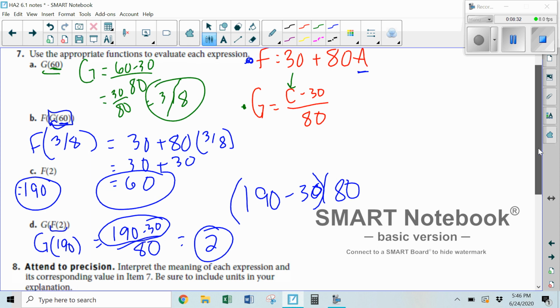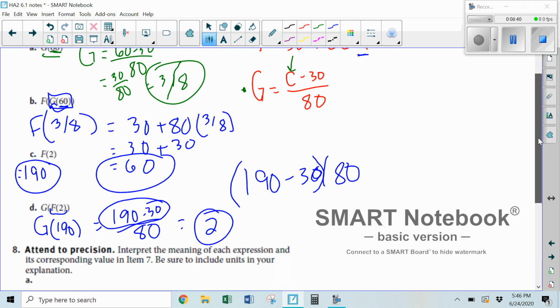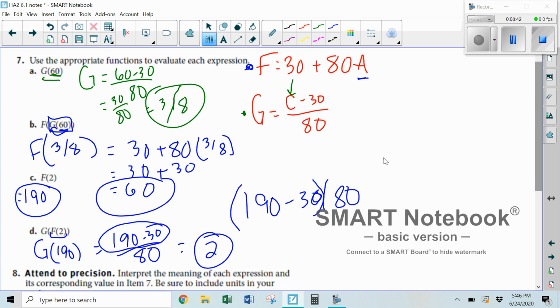Now, number 8, we're going to interpret these answers. It says, interpret the meaning of each expression and its corresponding value in item 7. Be sure to include the units in your explanation. So for A, we got 3/8. What does that mean? Explain and use units. Okay, so your answers for 8, your interpretations for part A: you could mow 3/8 of an acre for $60.